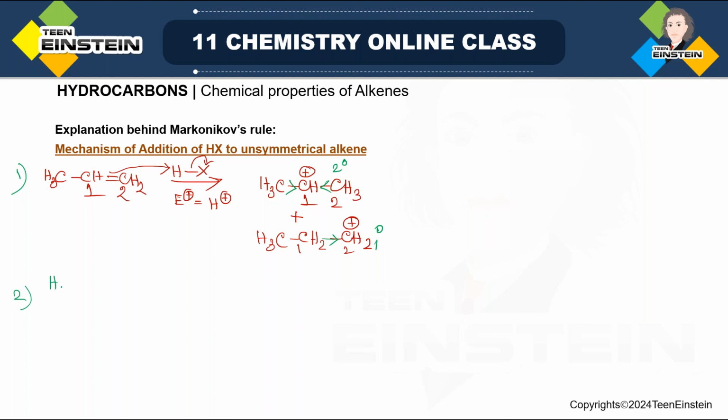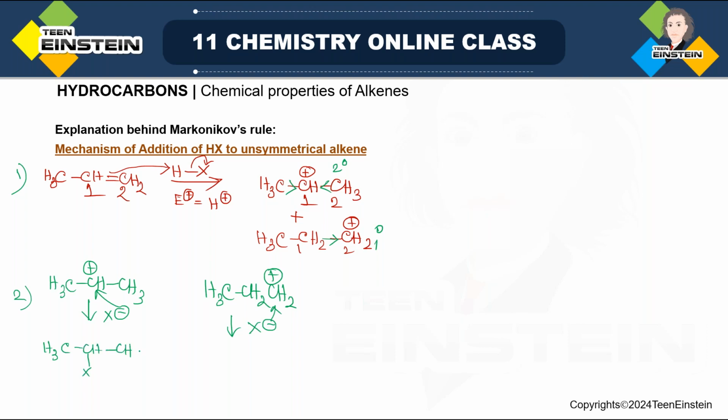If you draw the more stable carbocation, which is basically the intermediate here, and another carbocation is also there, which is this one. You have X minus in the medium. So this X minus will now be added to this carbocation, and finally you will get the product H3C, CHX, CH3, and H3C, CH2, CH2X.